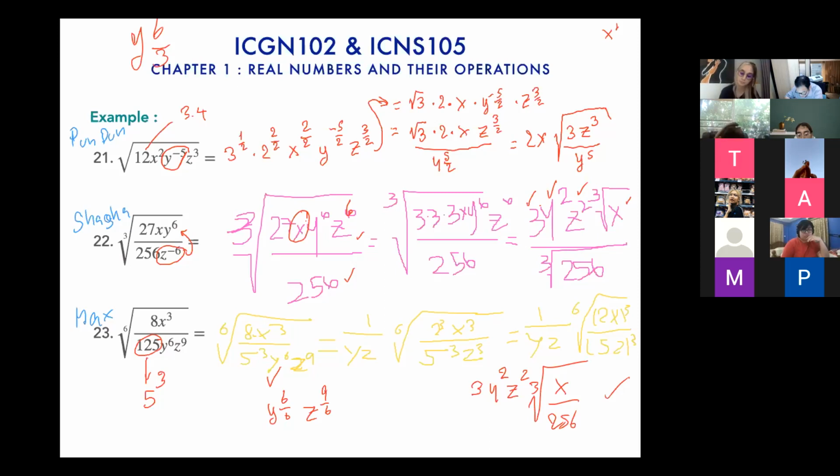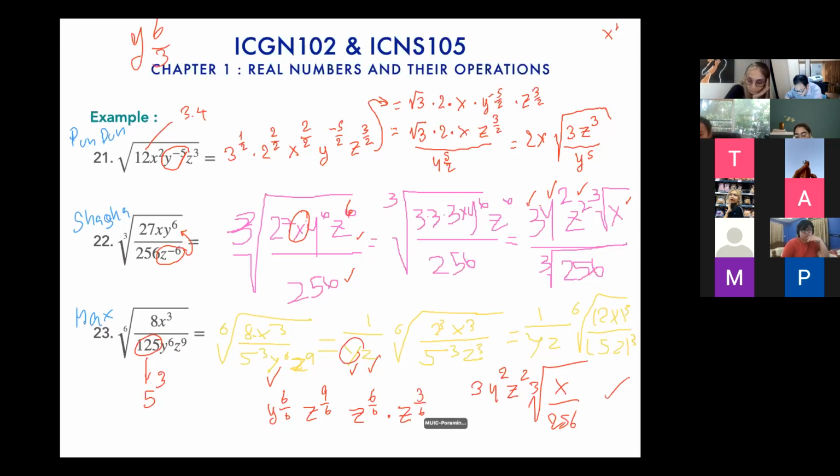y to be outside, yeah, that's correct. But for z, in here you can see that we have z to be outside too, yeah, and we still have z to the power of 9, because actually z to the power of 9 over 6 is z to the power of 6 over 6 times z to the power of 3 over 6, like this.